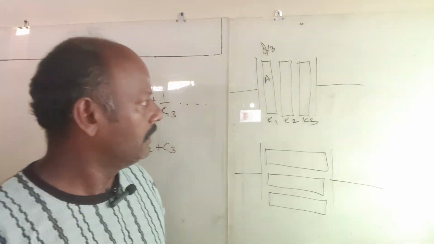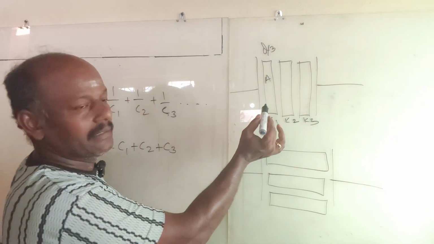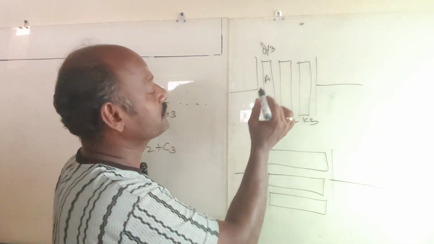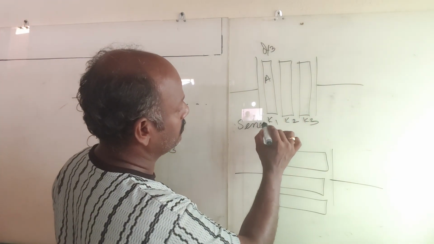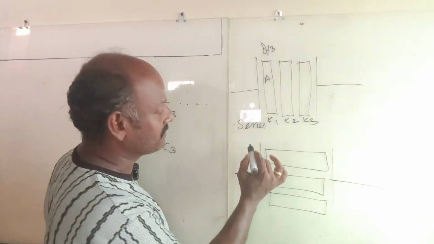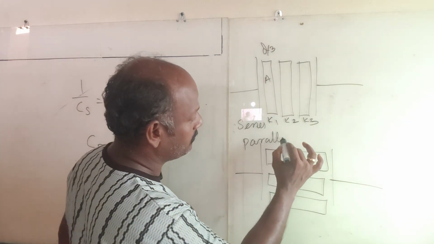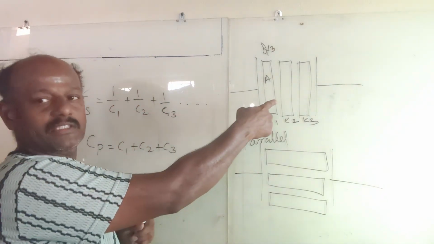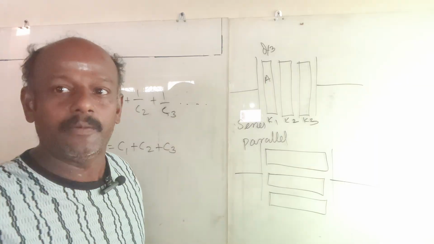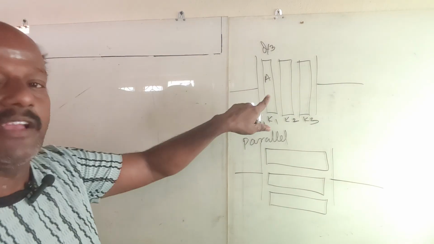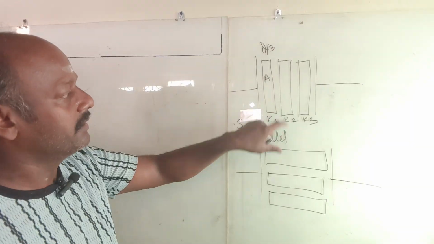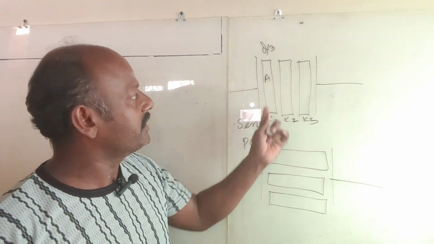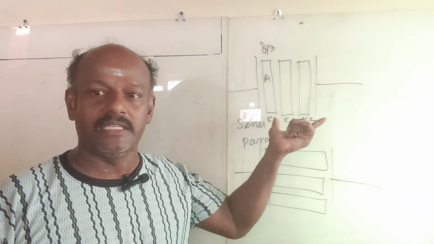Look at this example. This example can be treated as capacitors connected in series, but this one can be treated as a parallel form. We are going to use these formulas to solve this. First, let me take this example. Here there are three dielectrics K1, K2, K3, and these three can be treated as a series connection.